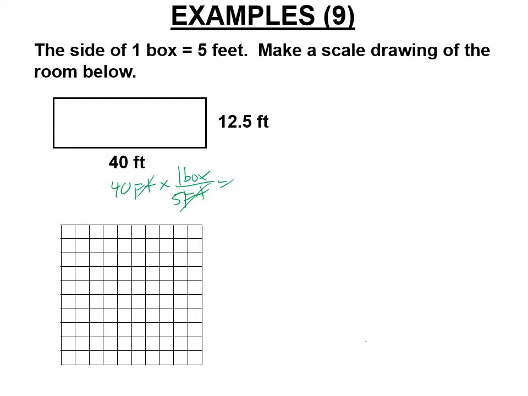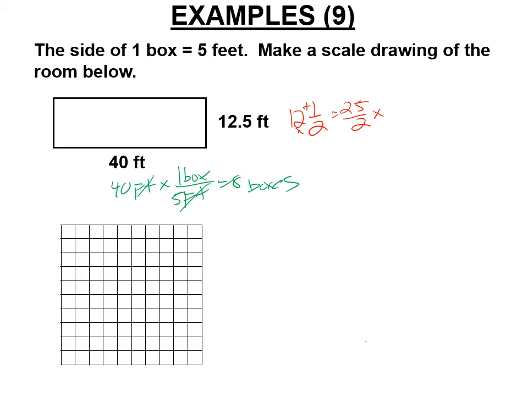Cancel the feet. You got 8 boxes that way. And then 12.5. Now remember I told you, fractions are your friend. That's 12.5. 0.5 is a half. Now if you want to do it with decimals, I'll do it with decimals in a second. This is 25 halves.